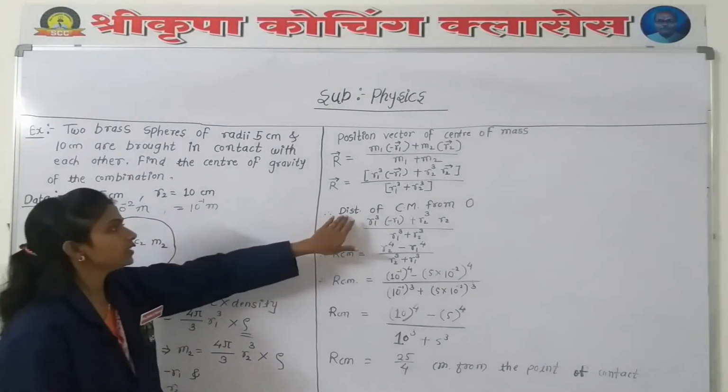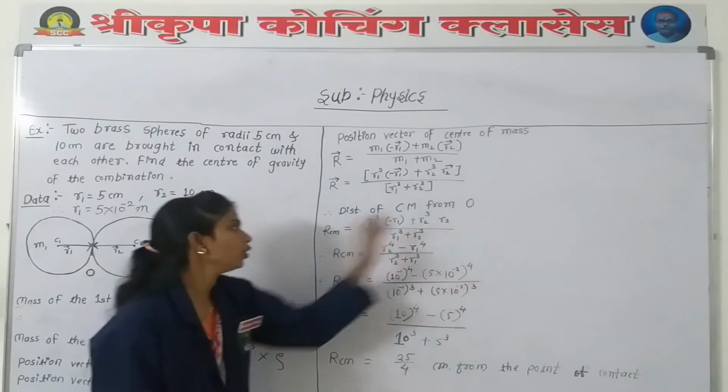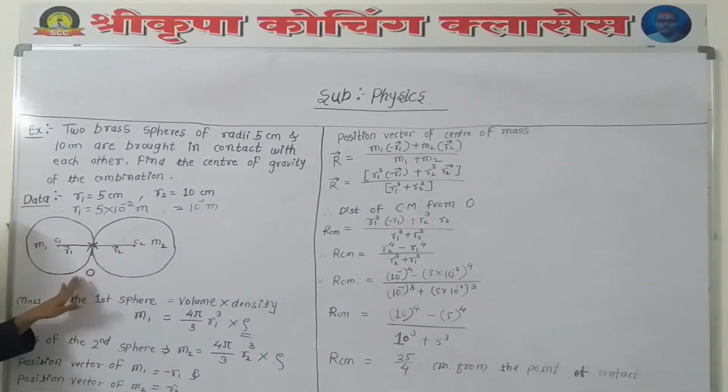Here is the distance of the center of mass from O. We know that these two spheres coincide at one point. That point is taken as point O.